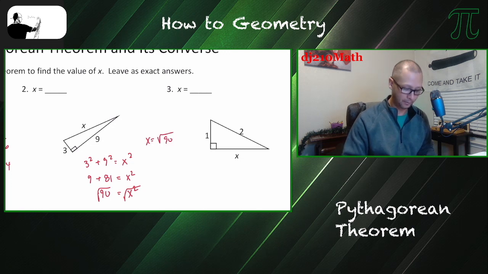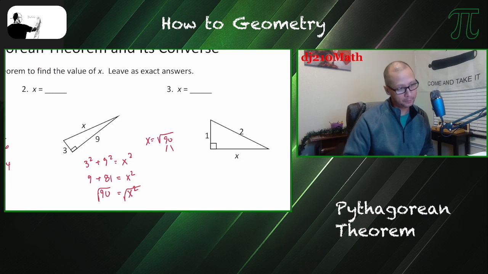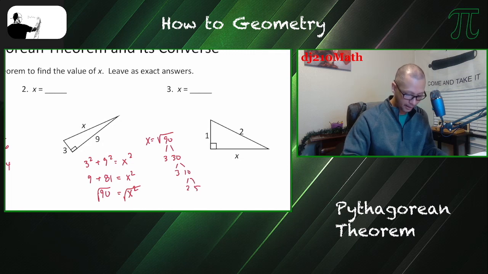90 is not a perfect square, so we're going to have to break down 90 into its prime factors, right? Prime numbers: 2, 3, 5, 7, 11, 13, 17, 19 typically. There's infinitely many, but we really only use the first handful. So this is going to be 3 and 30, 3 and 10, 2 and 5.